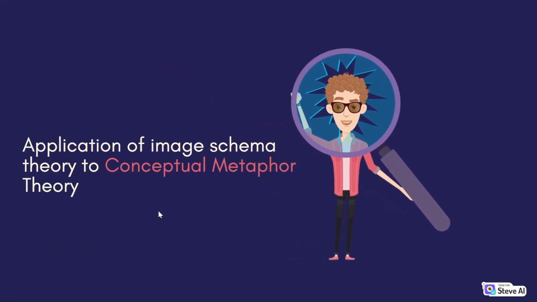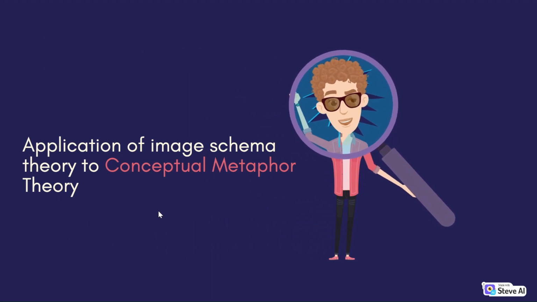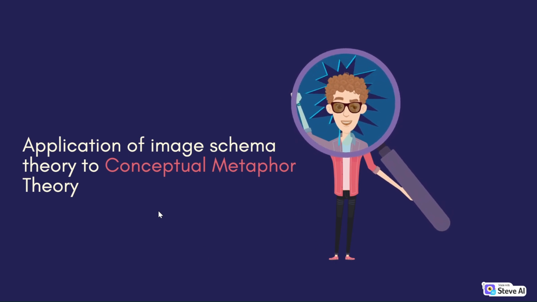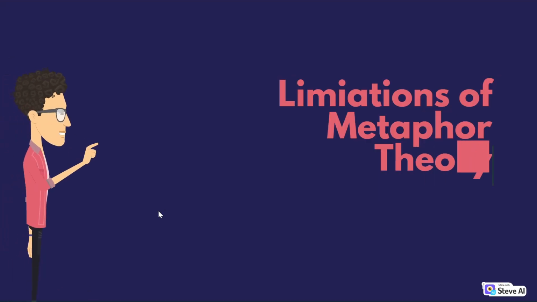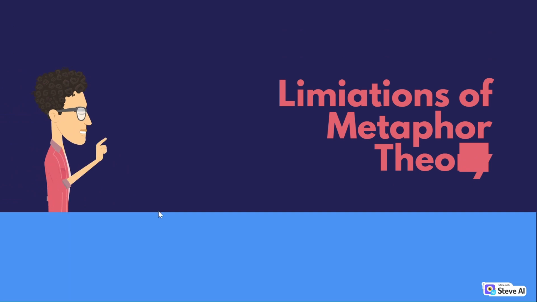So now let's discuss the application of image schema theory to conceptual metaphor theory. The application is that abstract thought and reasoning facilitated by metaphor are seen as having an image schematic and hence an embodied basis. For example, let's take the sentence, I couldn't grasp the concept. In this example, the abstract concept of understanding or comprehension is metaphorically mapped onto the physical action of grasping or holding onto something. This metaphorical mapping draws on the image schema of a container, which involves concepts such as containment, enclosure, and manipulation.